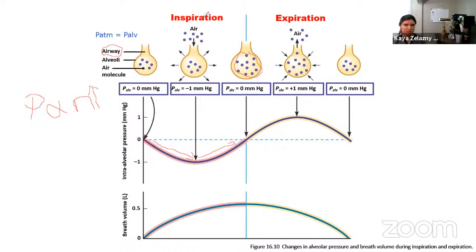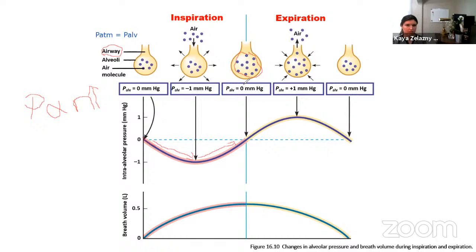In the center here, between inspiration and expiration, between breathing in and breathing out, we are going to reach a point where, again, we return to this initial state. Our atmospheric pressure is in equilibrium with our alveolar pressure. So at that point, the relative pressure in the alveoli will reach 0 again, right?